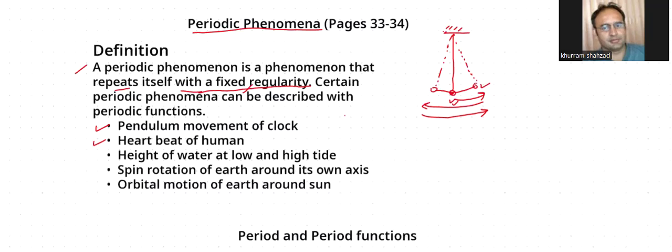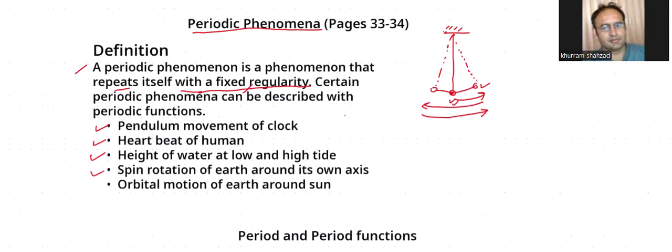Now, the next example is the height of the water at low and high tide. So, you know, at the surface of the sea, or anywhere where water is moving, its tides are changed after some regular interval of time. So this is also a natural example of a periodic phenomenon. That's one excellent example of a periodic phenomenon.